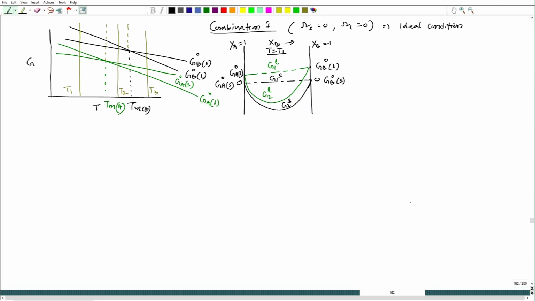So, if I try to plot temperature versus composition, this is temperature, this is at temperature T1, and here everything would be solid, as per the stability. Now, let us do it at T equal to TMA.